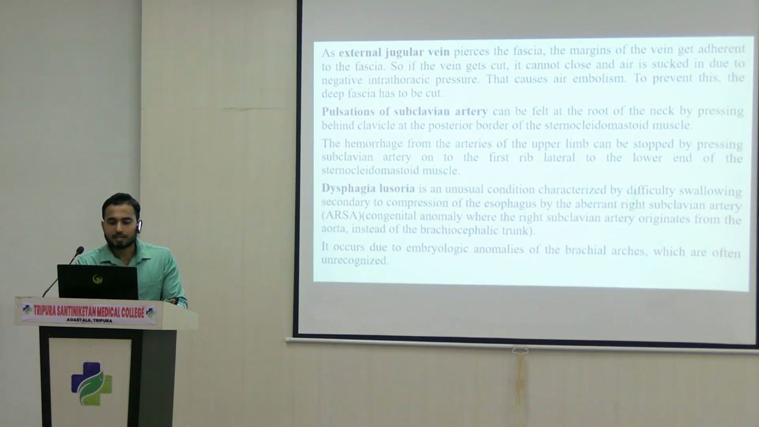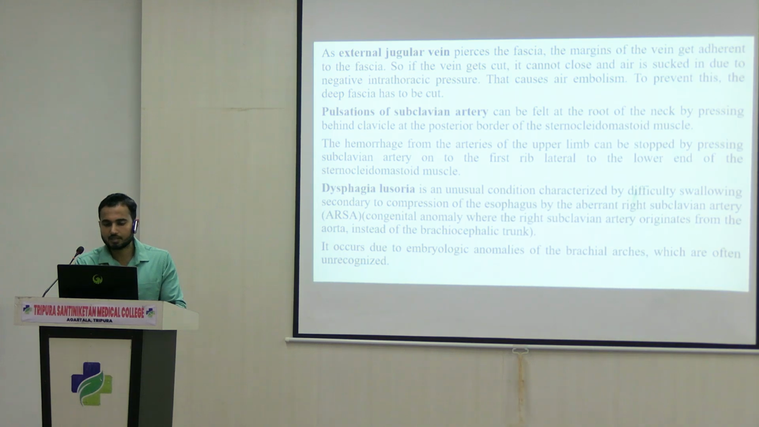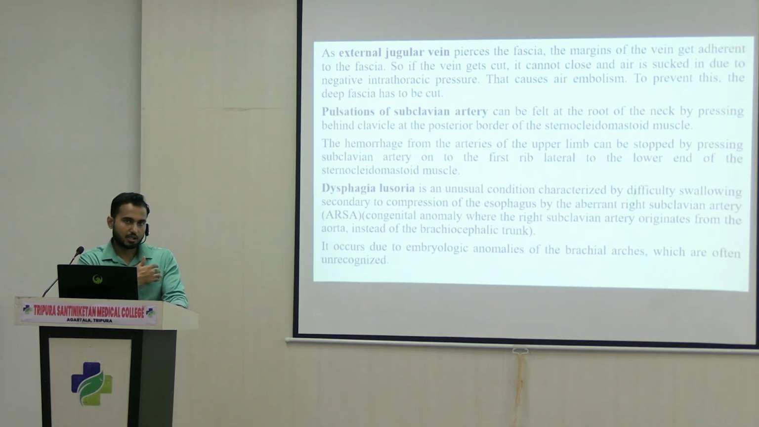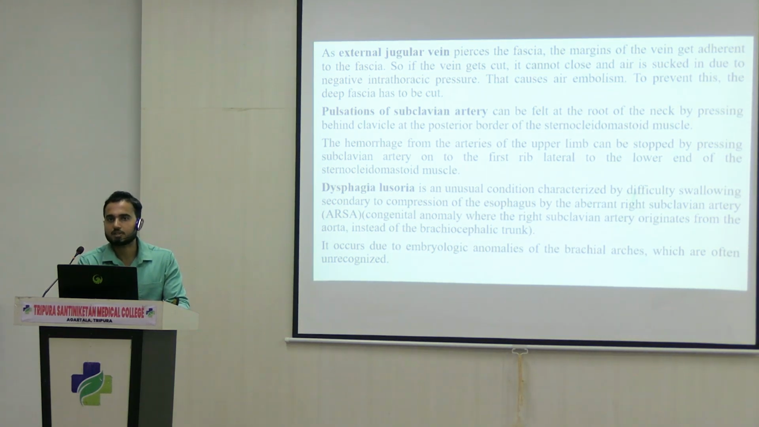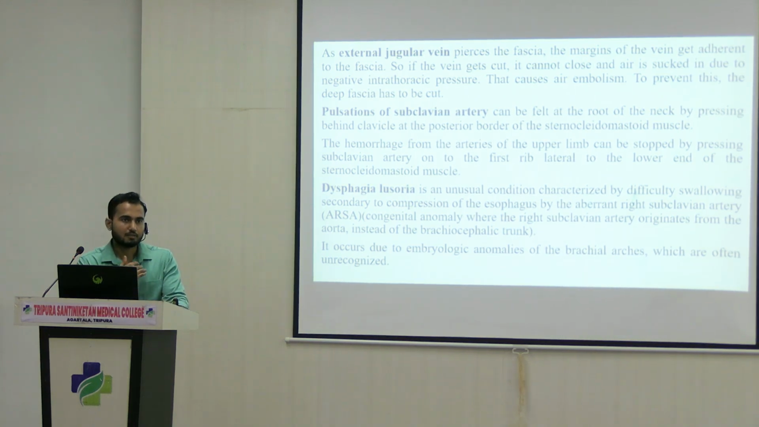Next, pulsation of the subclavian artery. The subclavian artery can be palpated at the root of the neck by pressing behind the clavicle at the posterior border of the sternocleidomastoid muscle. This is very important because if we press that particular area, any hemorrhage or leakage of blood in the upper limb can be stopped by compressing the subclavian artery. That will stop the blood flowing into the upper limb. I hope you have studied about the axillary artery.